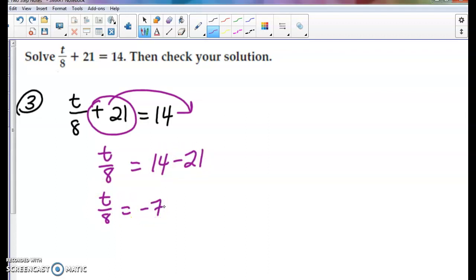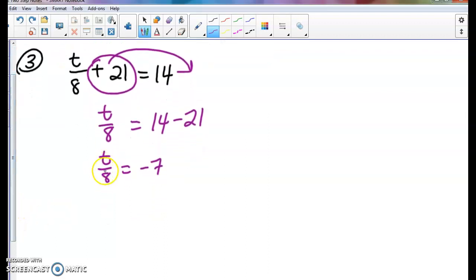Now, t's almost by himself, but not quite there. That fraction bar tells us to divide. So if it's being divided by 8, we do the opposite and multiply both sides by 8. Once again, multiplying by 8 and dividing by 8 are opposite, so they cancel out. We drop down our t equals 8 times negative 7 is negative 56.